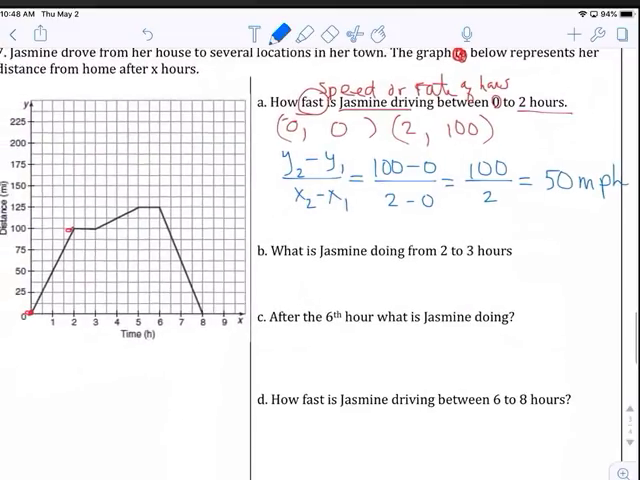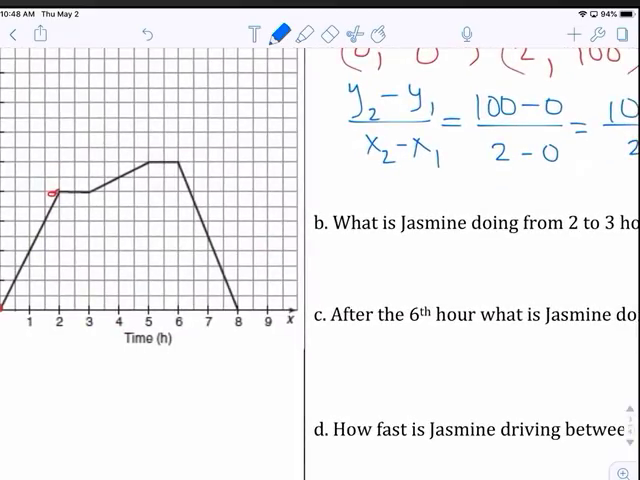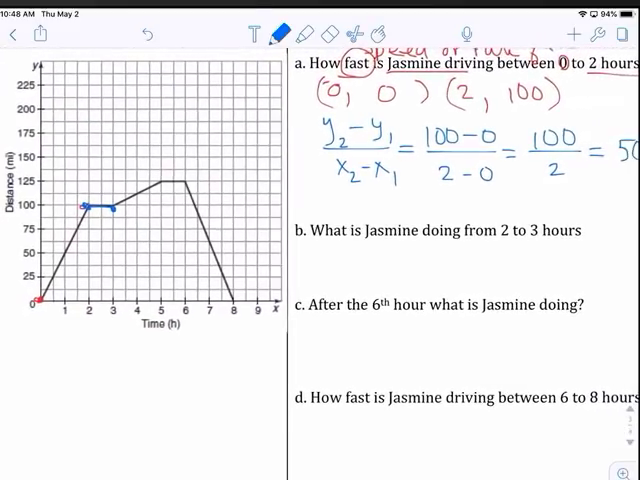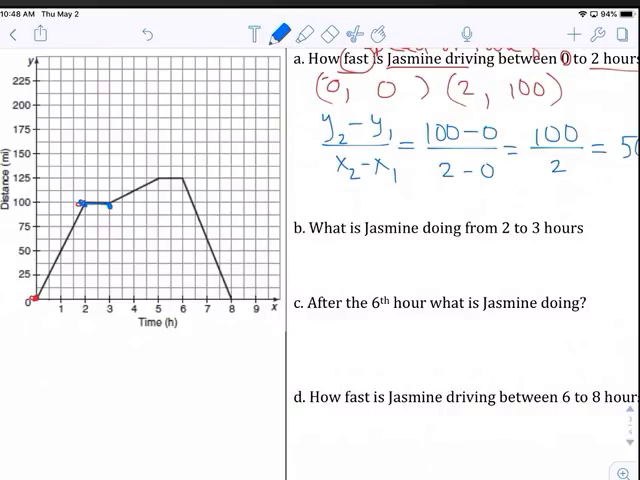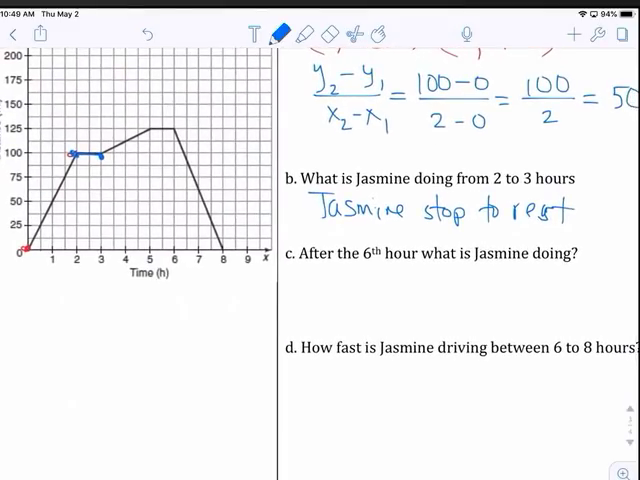What is Jasmine doing from 2 to 3 hours? She stopped, she's resting. Jasmine stopped to rest. After the 6th hour, here's hour 6, what is Jasmine doing? She's going home.